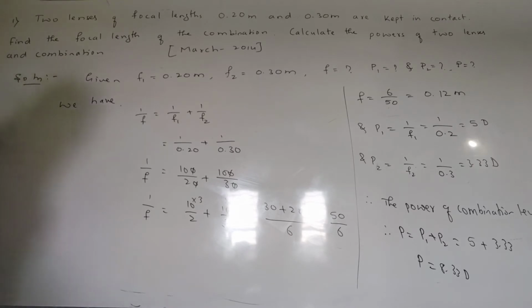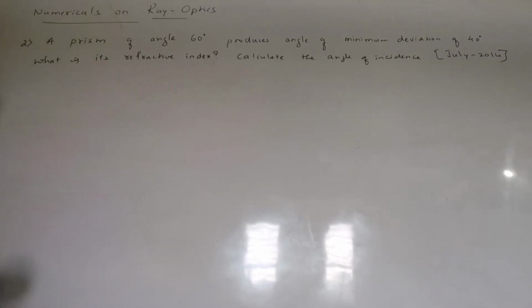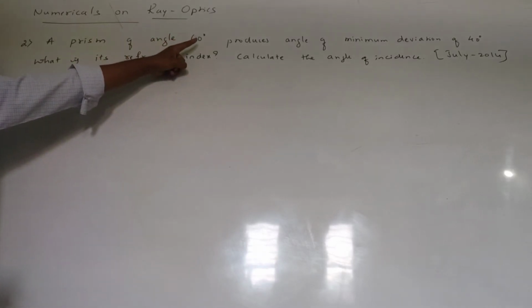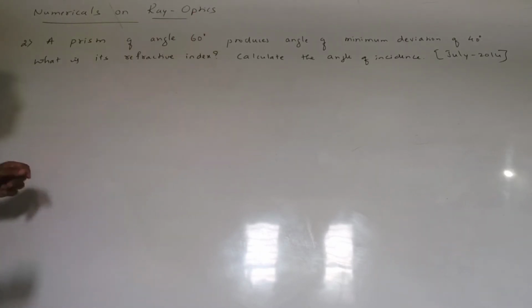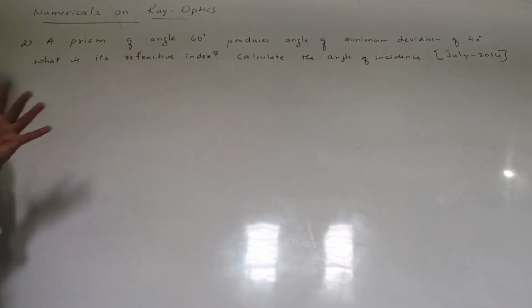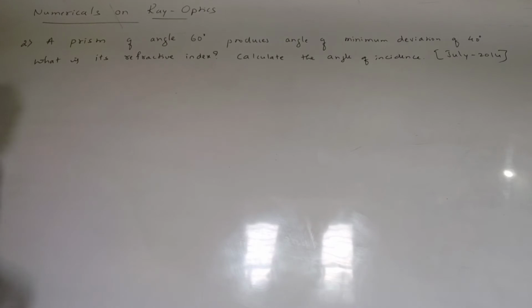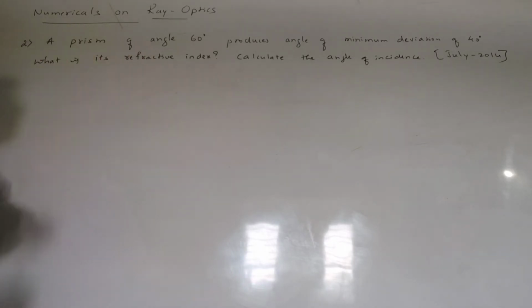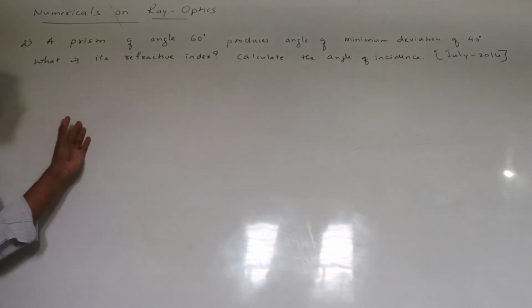Listen carefully. A prism of angle 60 degree produces an angle of minimum deviation of 40 degree. What is its refractive index? We have to find out the refractive index first, and then calculate the angle of incidence. This was asked in July 2014.